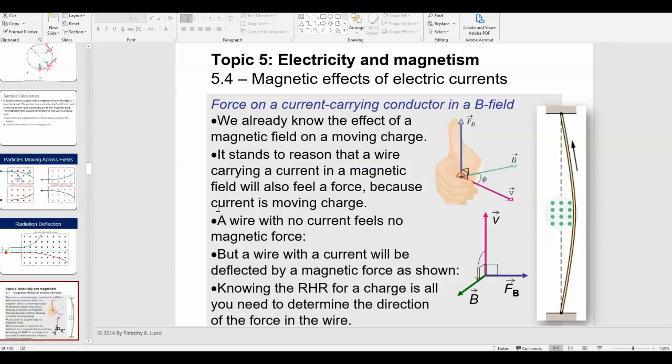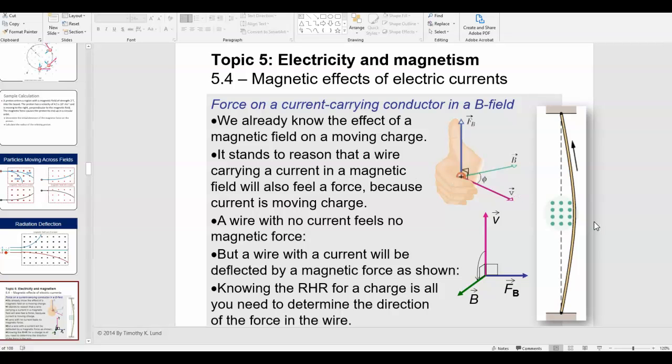So we already know the effect of a magnetic field on a moving charge. I said before, if you have a current-carrying wire placed in a magnetic field, that wire also feels a force, because it doesn't matter if you have a single charge or a current in a wire, that still is moving charge in a magnetic field.